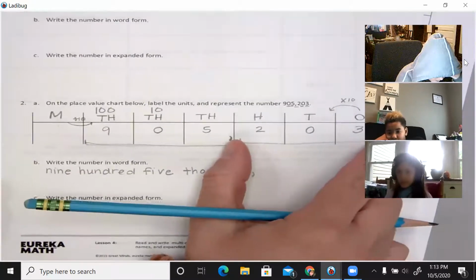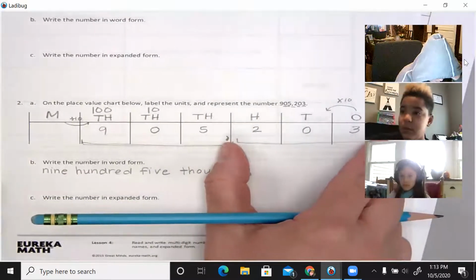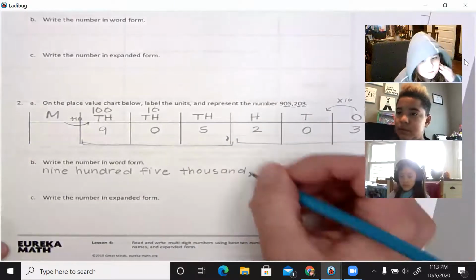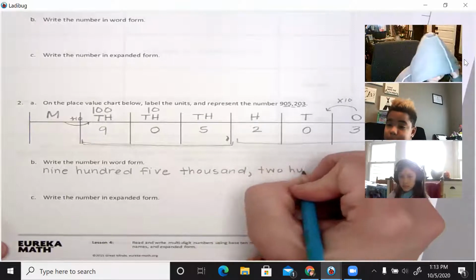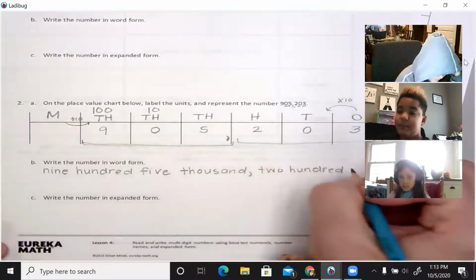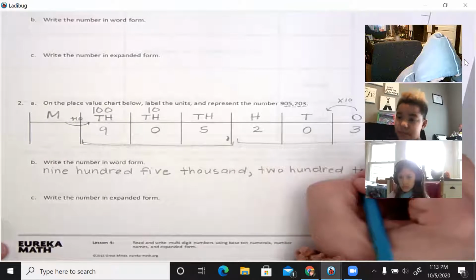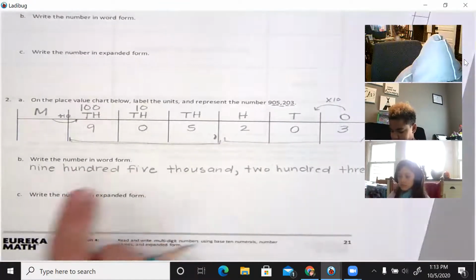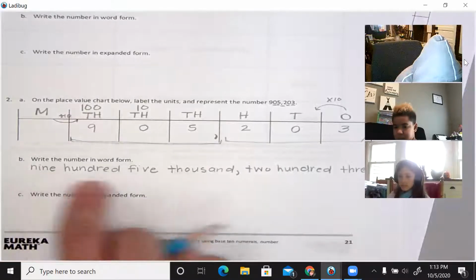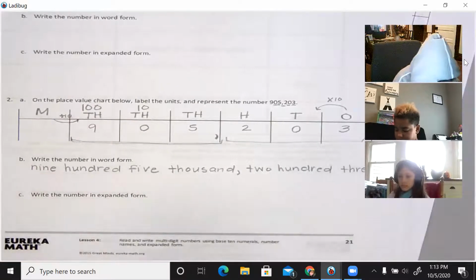Now, Trace, read this group for me. How do I read the second half of this big number? 203. Very good. You both did an excellent job not adding that extra "and" in there. So writing this number in words would be 905,203.